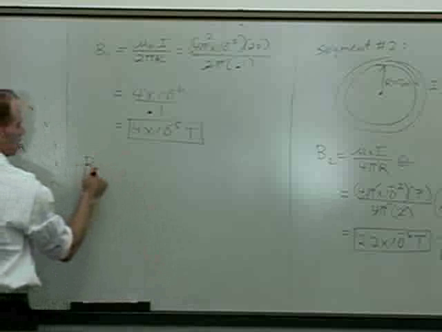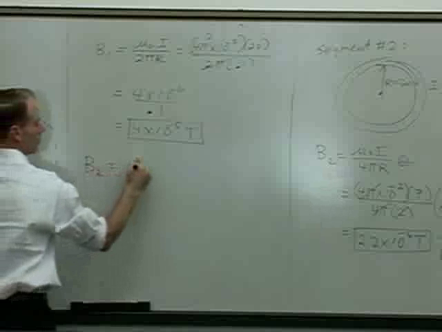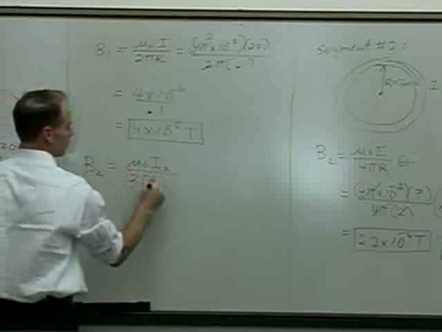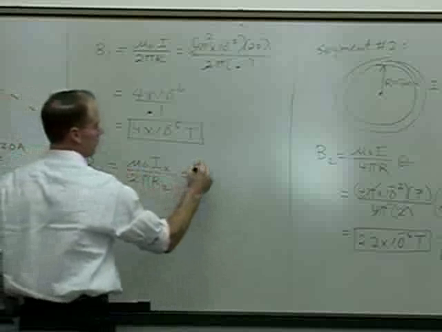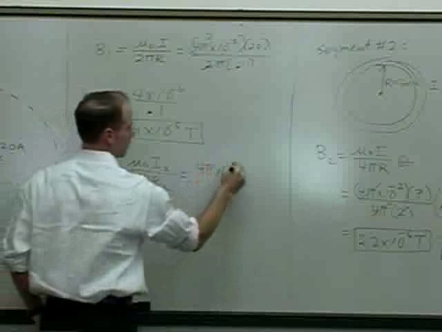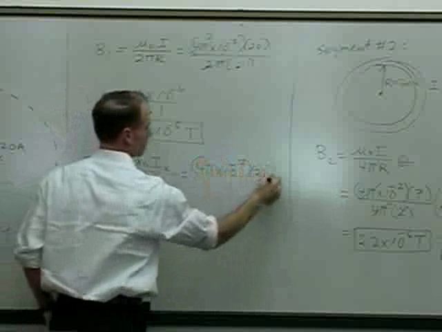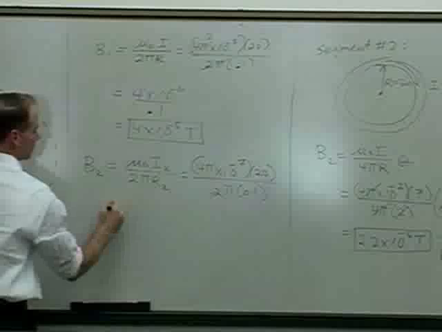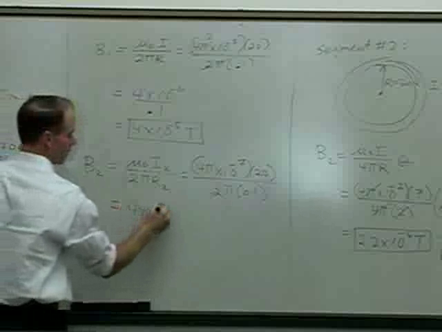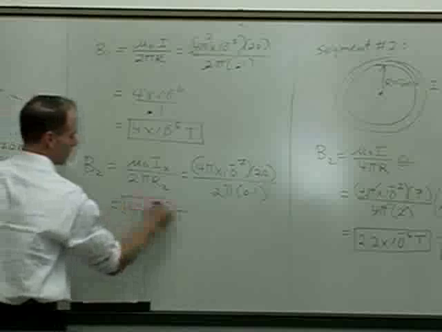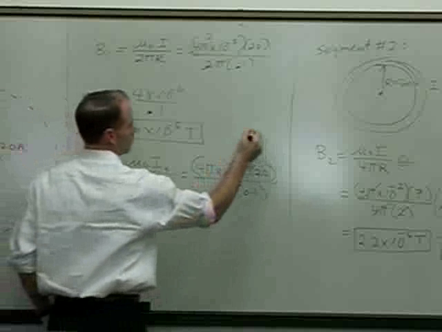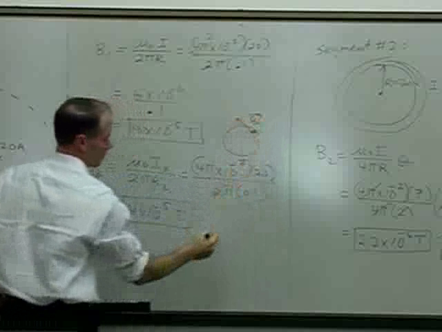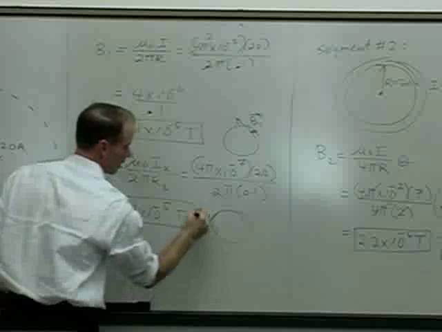What about magnetic field 2? Mu naught I2 over 2 pi r2. Same sort of thing: 4 pi times 10 to the minus 7, 20 amps, 2 pi, same radius. So the same magnitude, 4 times 10 to the minus 5 tesla. This one is going up this way, and this one's coming down this way.